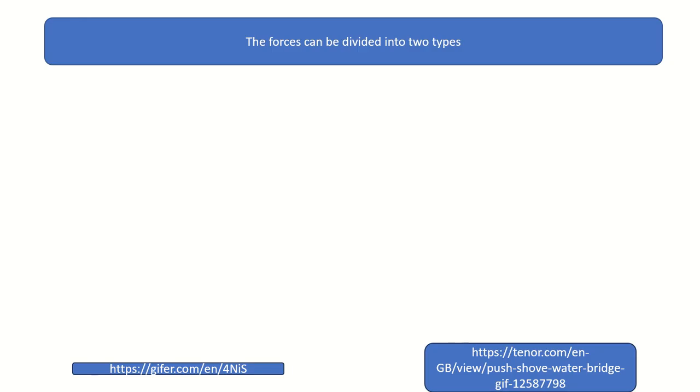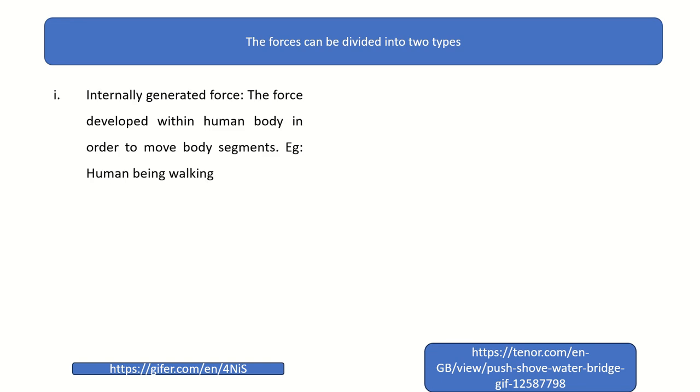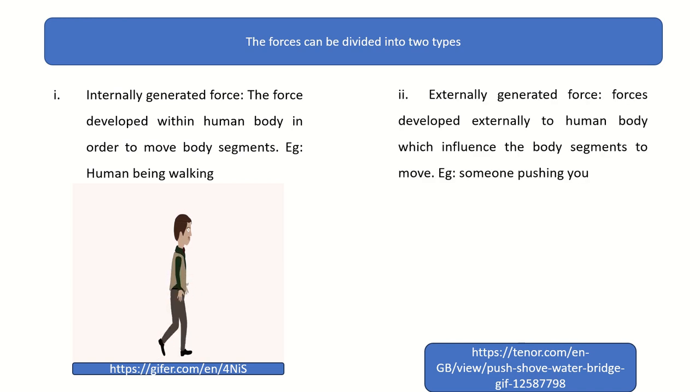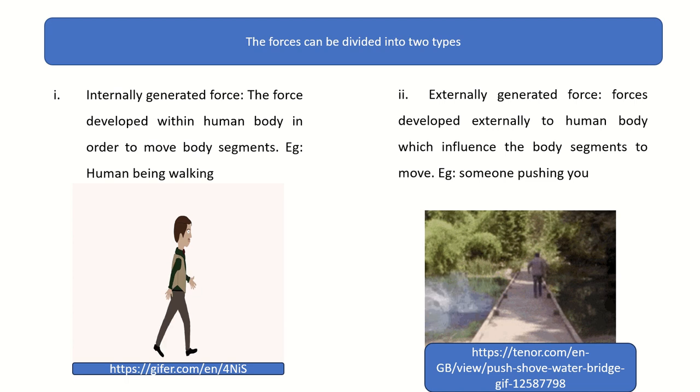The first point. Whenever we talk about human force, the forces are divided into two types: one is internal and the other is external. Internal force means the force generated within by our own muscle. Example, a human being walking. The second one is externally generated force, where the force is not under our control. It is developed externally, acting on the human body. For example, someone pushing you down.